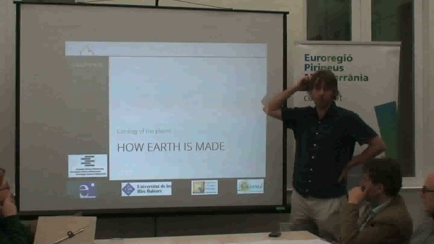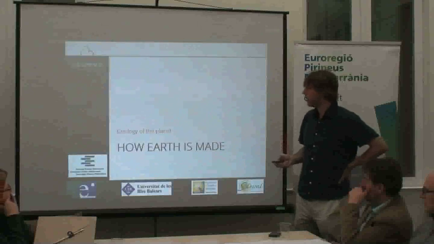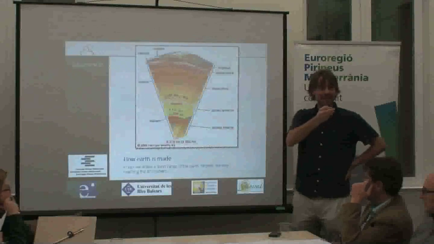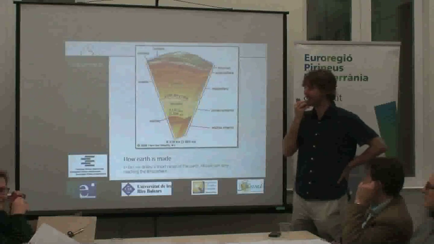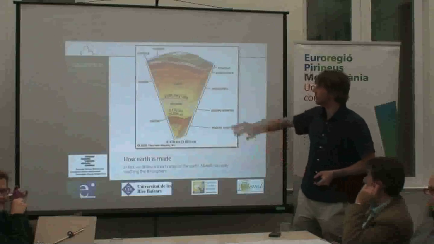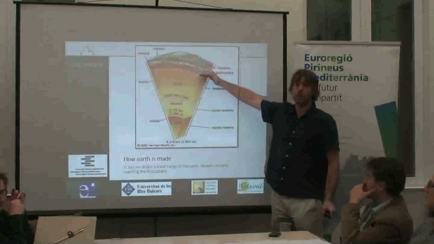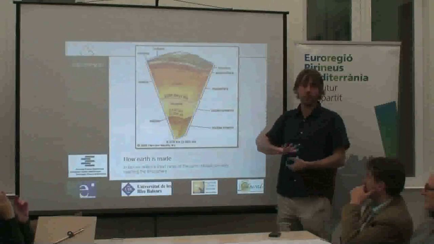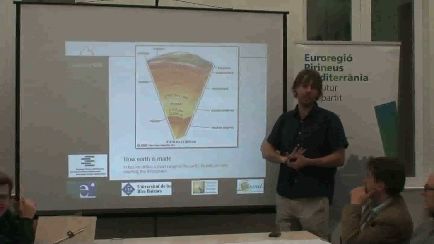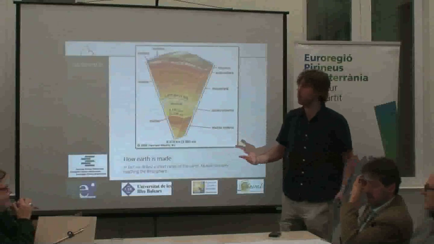and let's go to the simple step of how the Earth is made. Very basically, okay, if I'm wrong, tell me. The Earth has several layers. One important thing is to make people participate in the workshop. This is something that you already know.